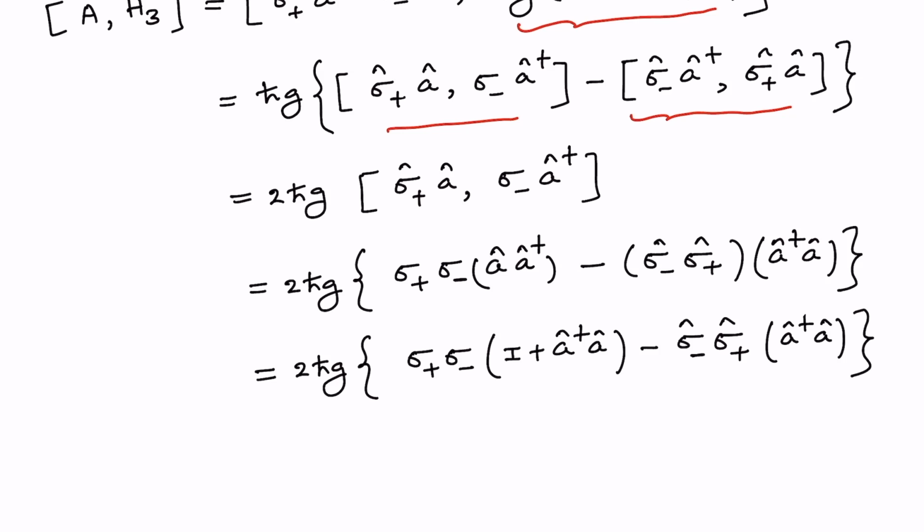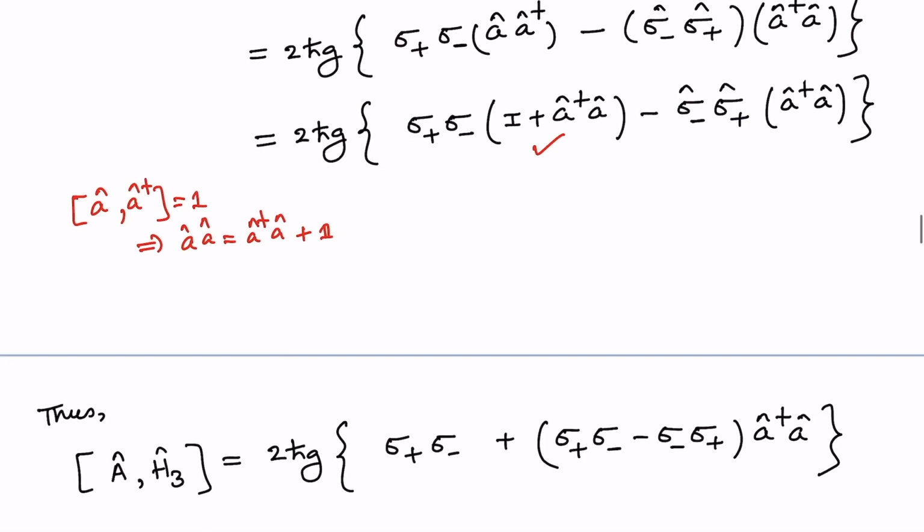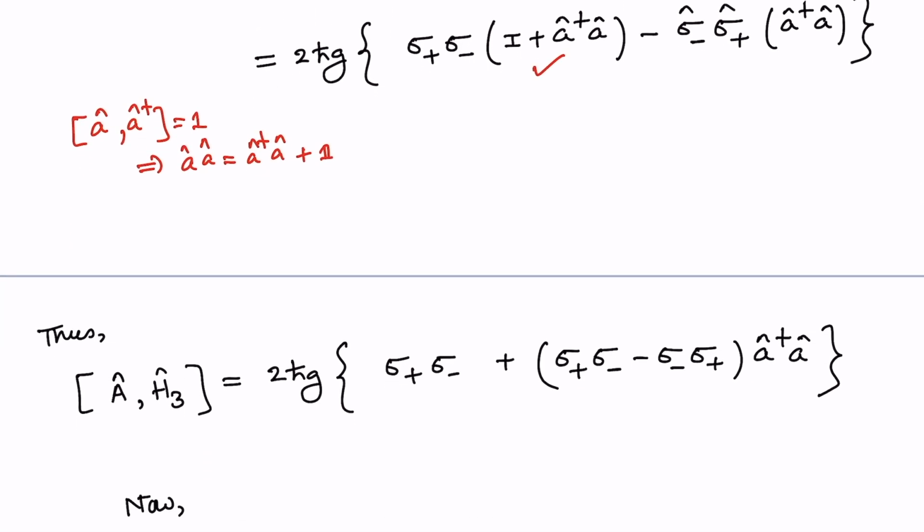Now I am utilizing the fact that a dagger a is equal to 1 plus a a dagger. From here I can write a dagger a as, this is the usual trick I have used in many places. So this is what I'm using, and this is what I have, right? And then you just have to put it there. Now you have to find out this quantity, sigma plus. So this is what you are going to have. Then sigma plus sigma minus, and then sigma plus sigma minus minus sigma minus sigma plus. You have to work out.